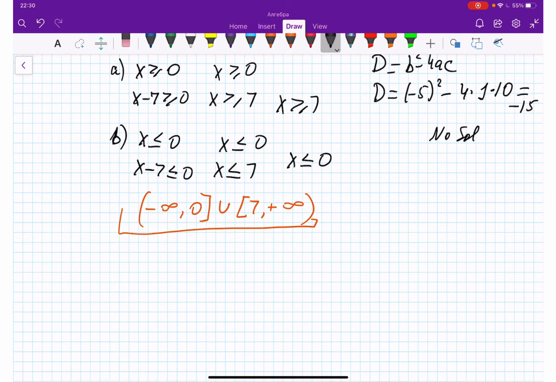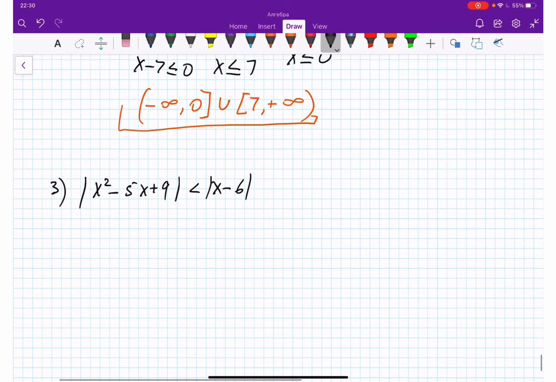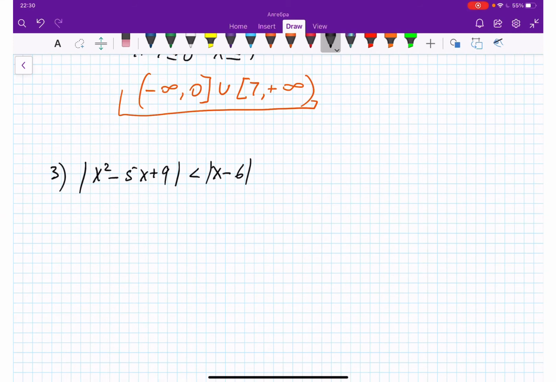The next one is very interesting. We have the absolute value of x squared minus 5x plus 9 less than the absolute value of x minus 6. So in this case, I would suggest a beautiful solution, because on both sides we have absolute value. I would suggest to square both sides and get rid of the negative version, so make it completely positive. Look what I'm going to do.